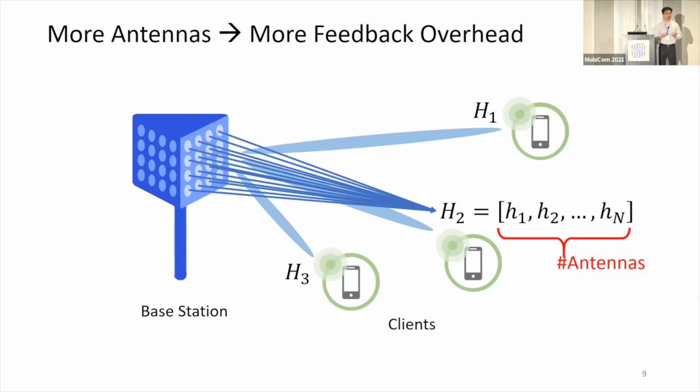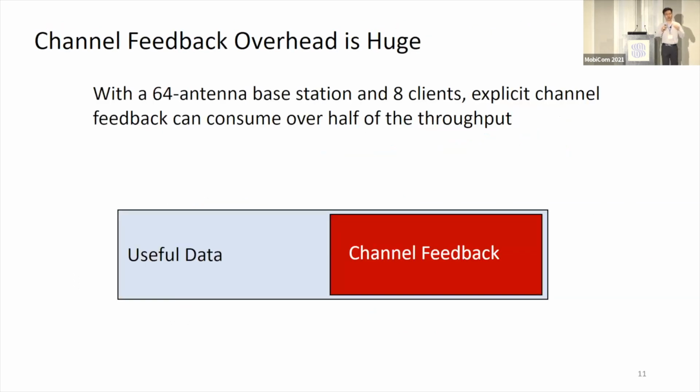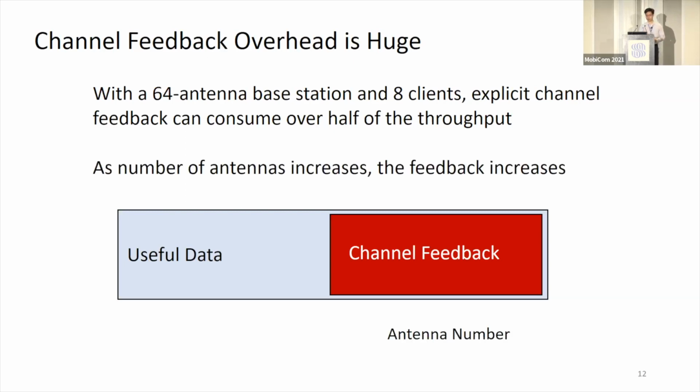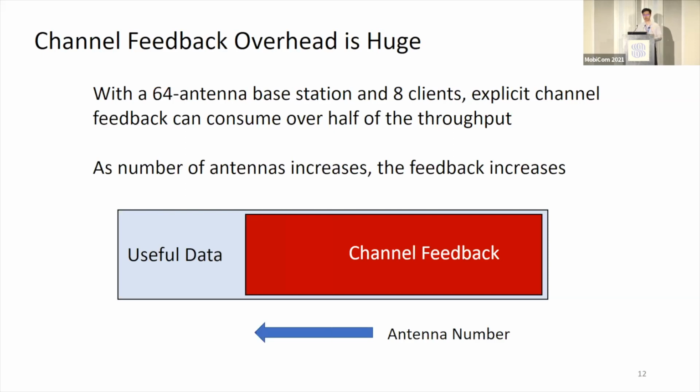Recall that there are hundreds of antennas deployed at the base station serving many clients. This can be a huge overhead. And you need to measure this channel every few milliseconds. So with a 64 antenna base station and 8 clients, explicit channel feedback can consume over half of the throughput. This means that you are using half of the throughput to just transmit the channel feedback, while only using the other half for data transmission. And as the number of antennas increases, the channel feedback also increases.